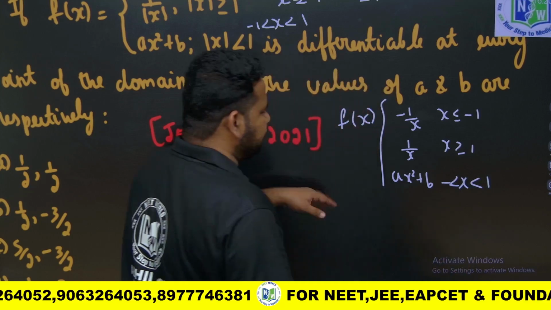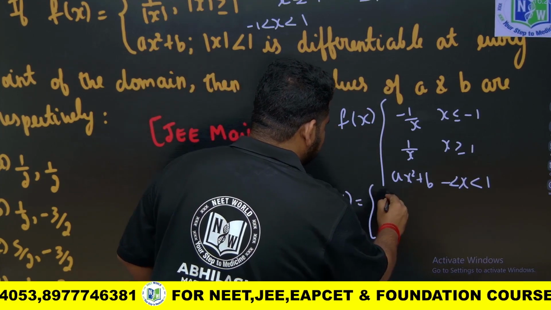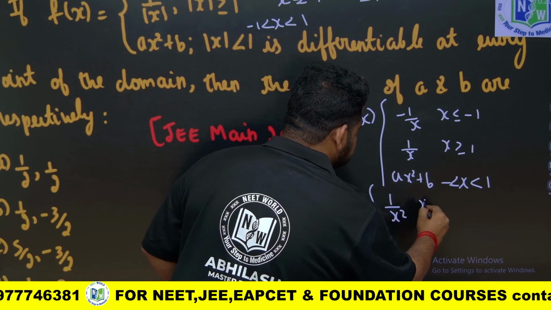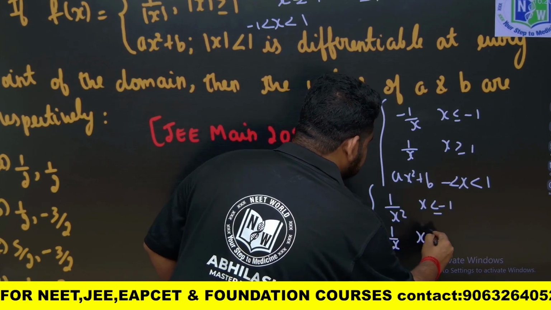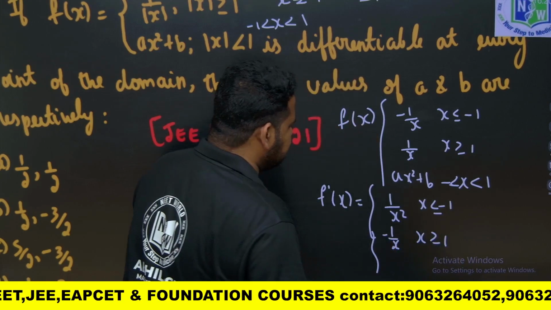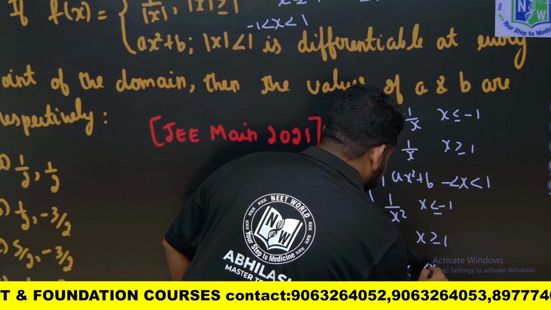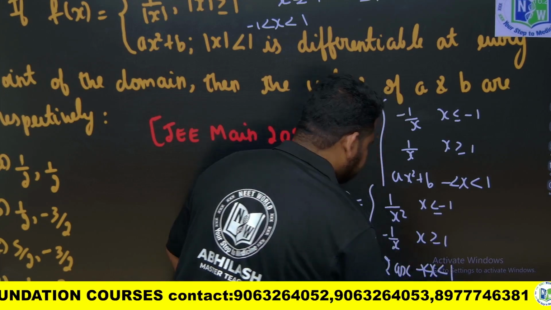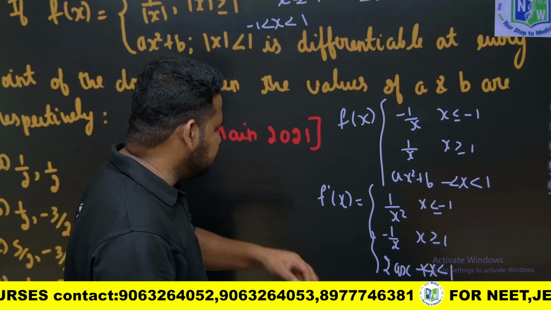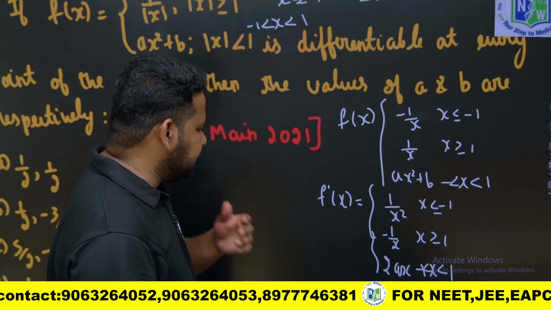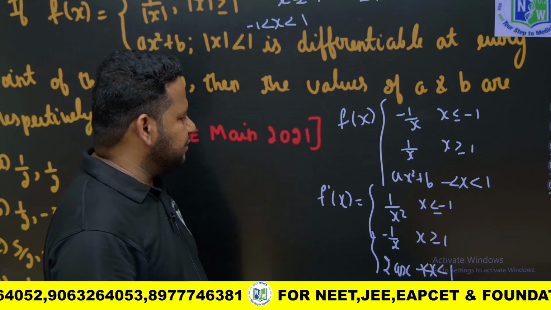Now, if I find f dash of x, what will I get? I will get 1 by x square for x less than or equal to minus 1. I will get minus 1 by x square for x greater than or equal to 1. And I will get 2ax for x lying between minus 1 and plus 1. Now, I have to find the values of a and b.